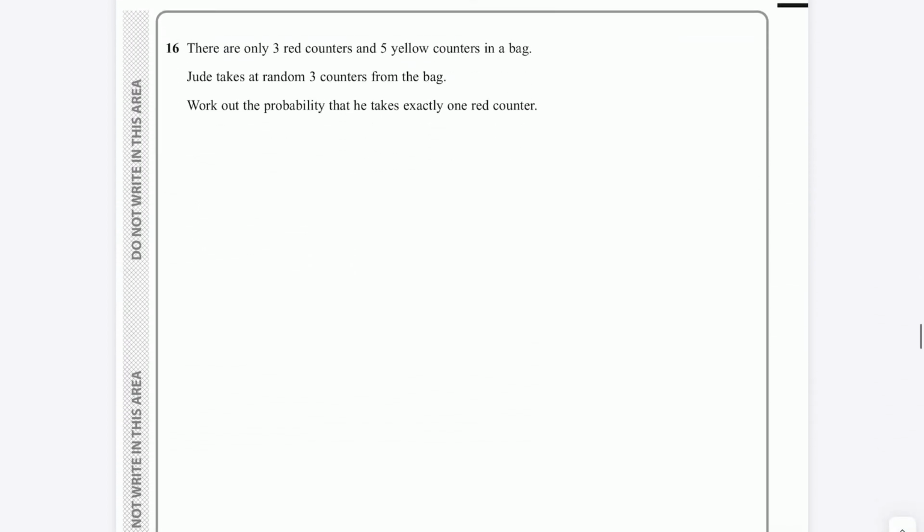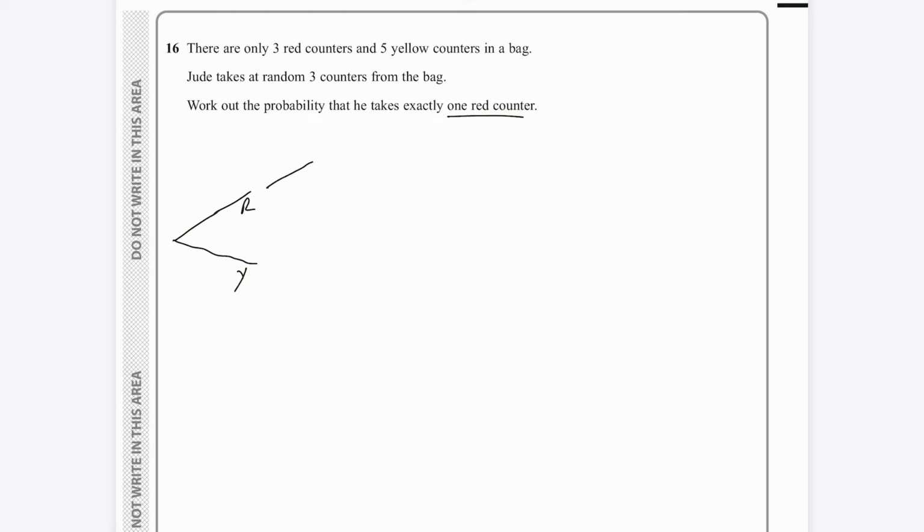Question 16. So there's 3 red counters and 5 yellow counters in a bag. Jude takes 3 counters at random. Work out the probability that he takes exactly 1 red. So if I was to draw this as a tree diagram, so there's red and there's yellow.